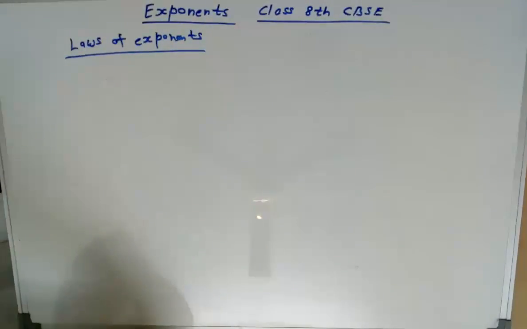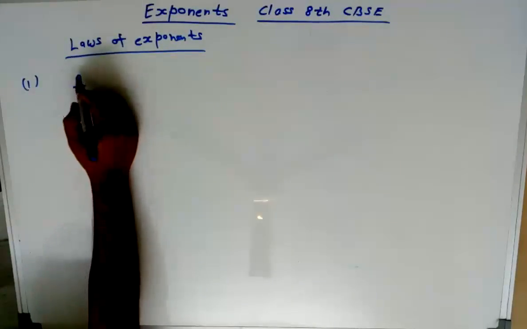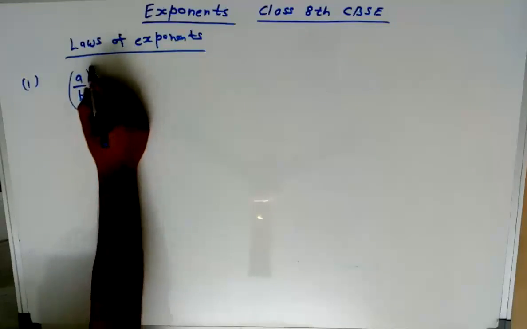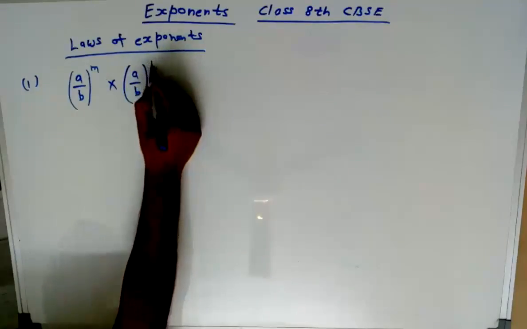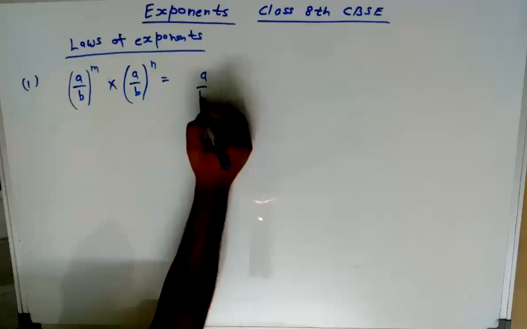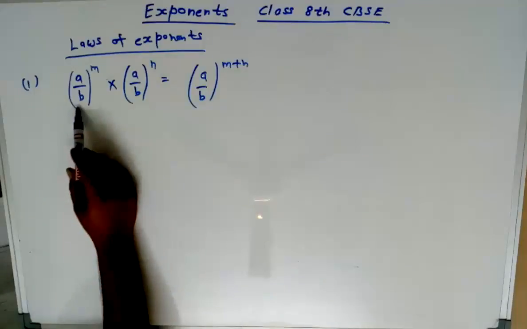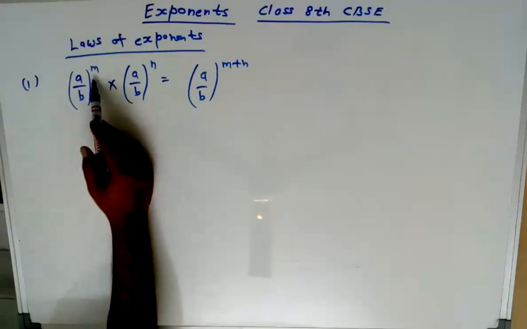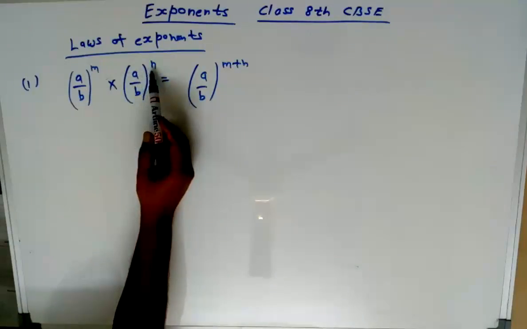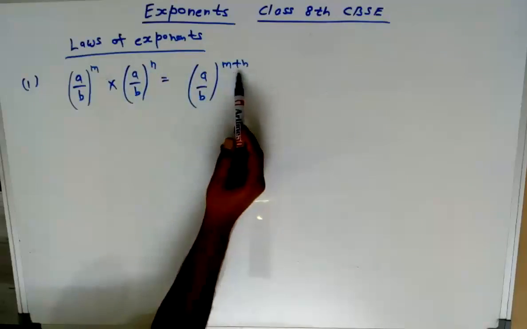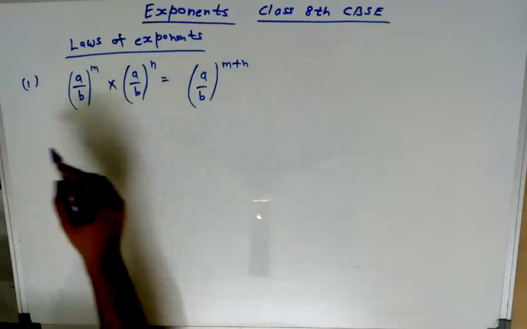Number first law is (a/b)^m into (a/b)^n, then it will become (a/b)^(m+n). It means that if a rational number with power m is multiplied by the same rational number with power n, then their powers will get added. Then the answer will be the same rational number with the powers added.